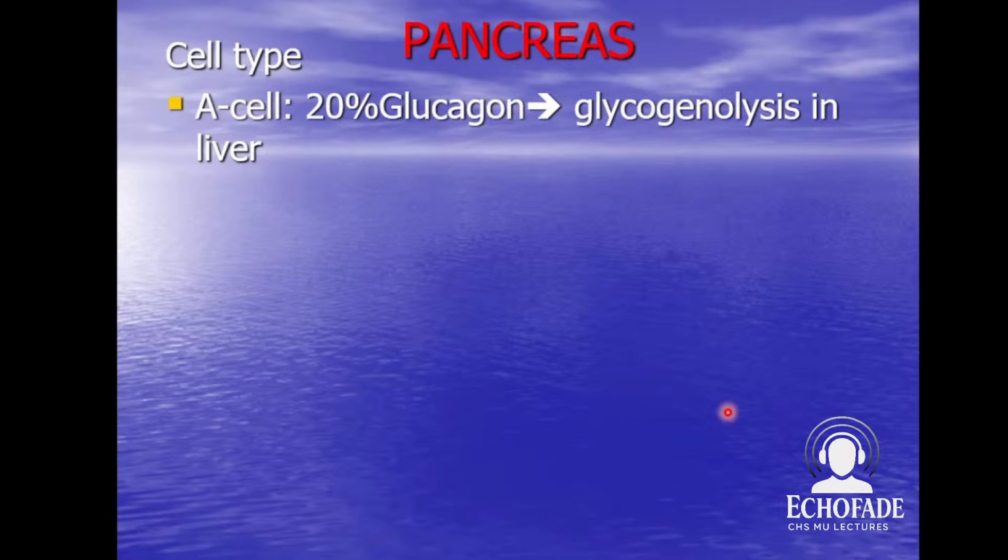We have the A cells, alpha cells, comprising 20%. These secrete the hormone glucagon. And glucagon is very important in breakdown of glycogen in the liver to form glucose.